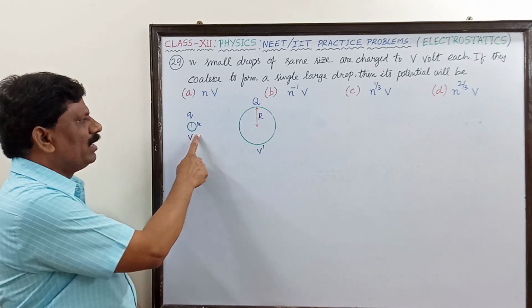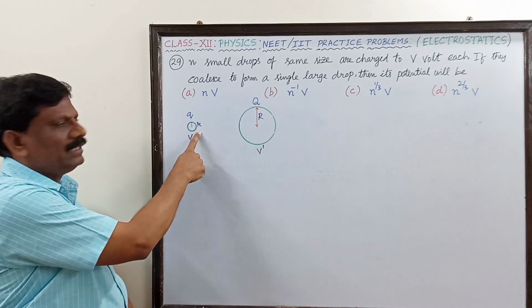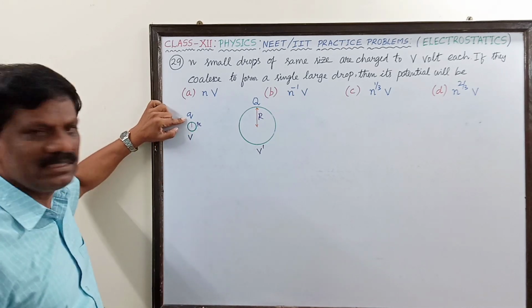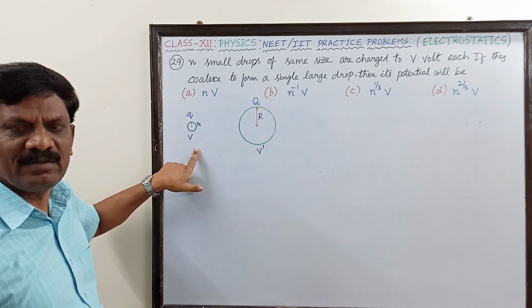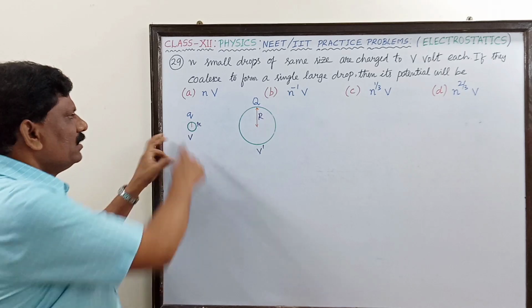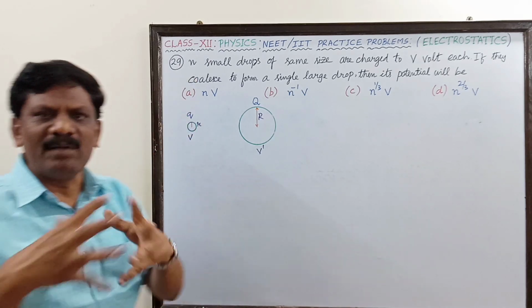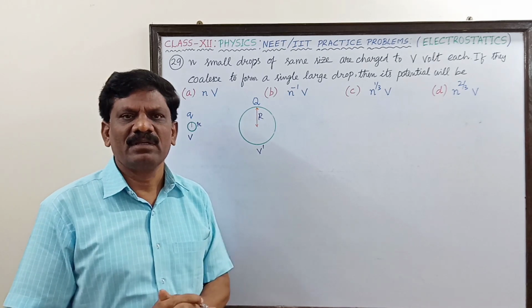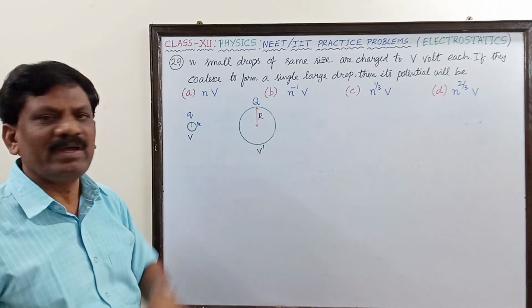Now we can see a single small drop of radius small r. It holds a charge small q, and on its surface the potential is V. So like this, n number of small drops are combined together. Then what will be the new potential V dash on its surface? We have to find out.